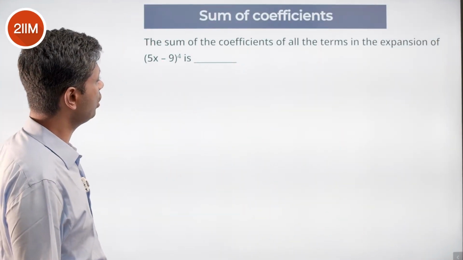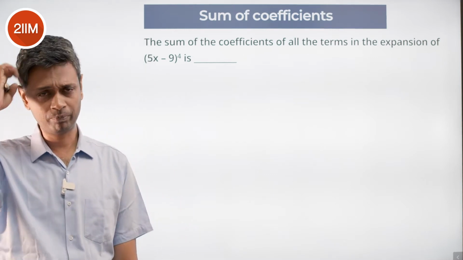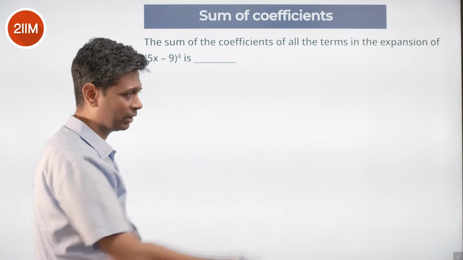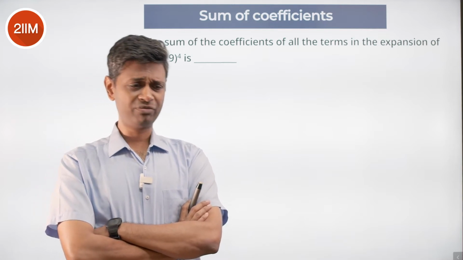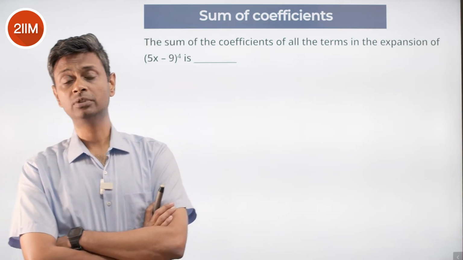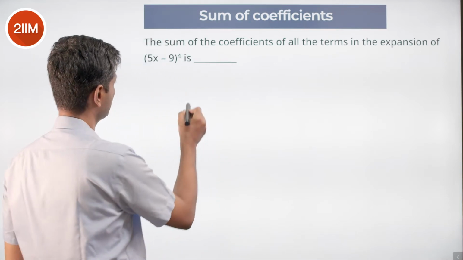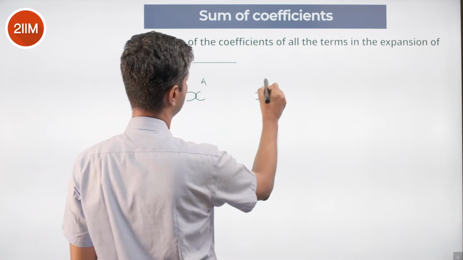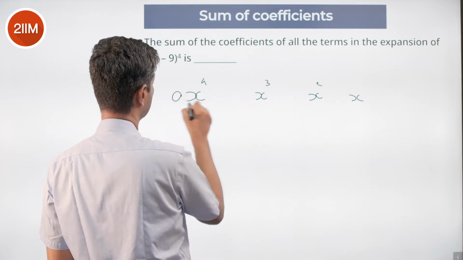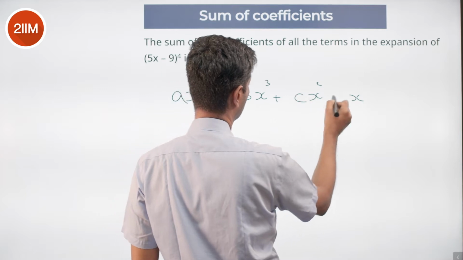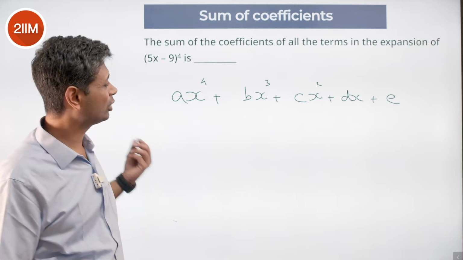The sum of coefficients of all the terms in the expansion of (5x minus 9) whole power 4. Very nice, we expand it. We figure out what needs to happen. And then we say, hey, 5x minus 9 into 5x minus 9 into 5x minus 9 into 5x minus 9. Find it, multiply. Remember, every term, barring the constant term, will have an x in it. Every term is going to have a coefficient. There's going to be an x power 4 term, an x cube term, x square term, x term, unit term. Let's say this expands as ax power 4 plus bx cube plus cx square plus dx plus e. That's what it becomes. I don't care what a, b, c, d, e are.